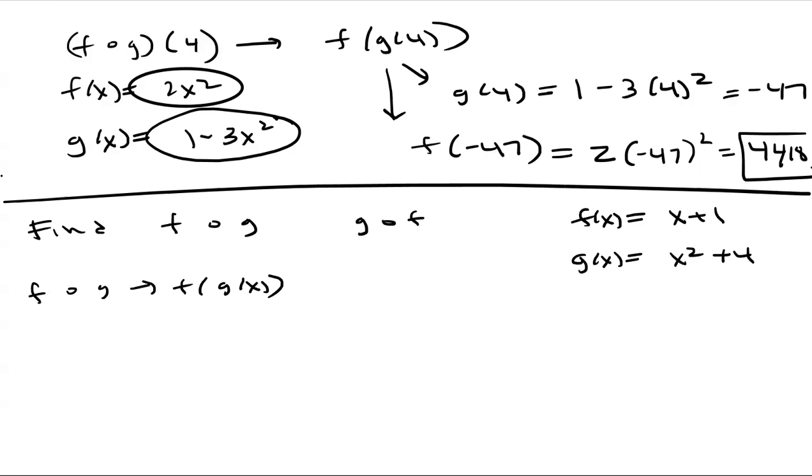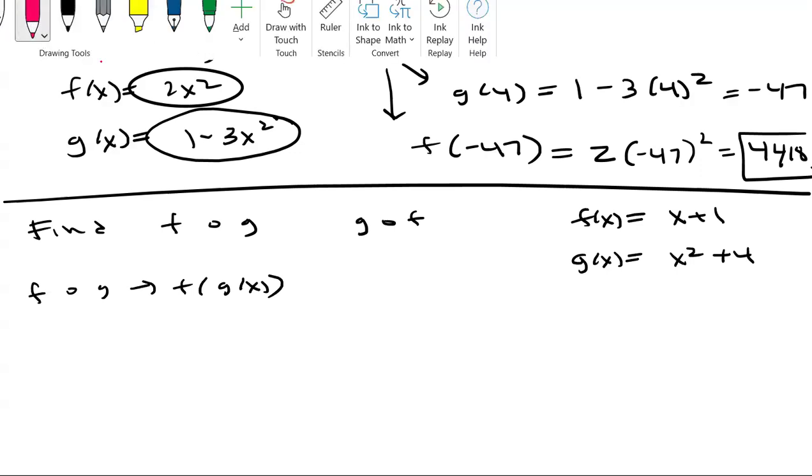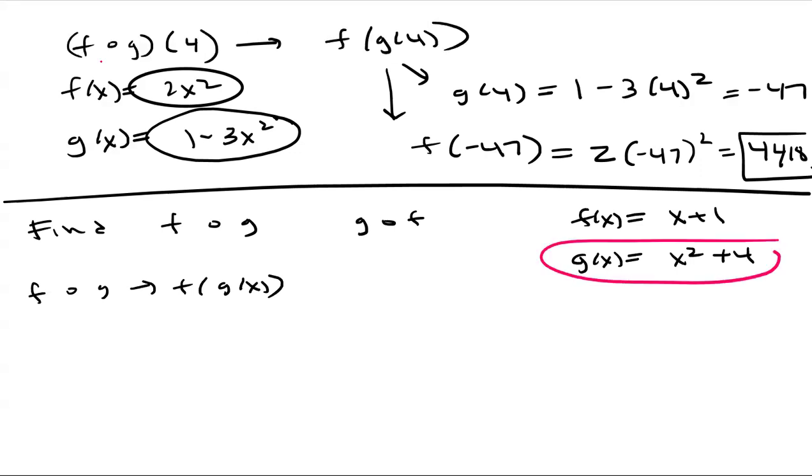So again, notice there's no number for x to input because we're just putting the function itself inside x. So what does that mean? Again, we work inside out. So what is g of x? g of x is going to be this here, right? This is g of x. Okay. What do I do with g of x?